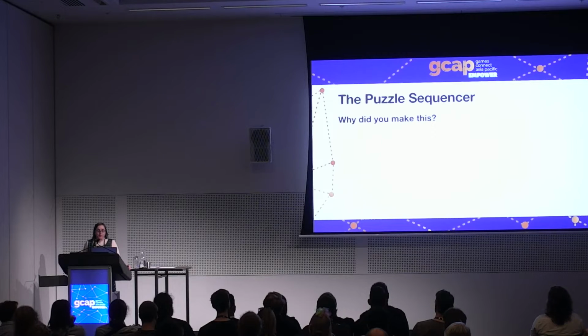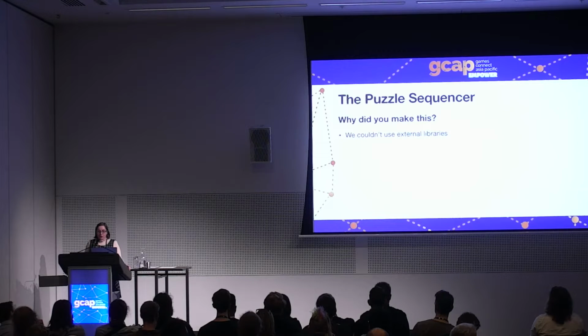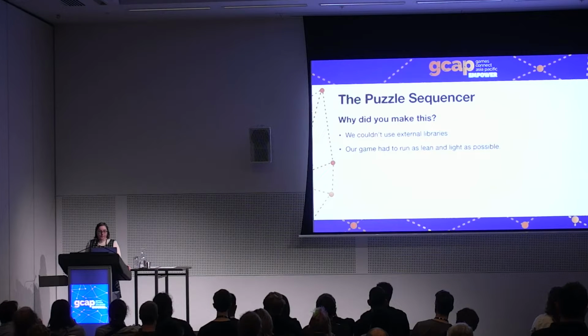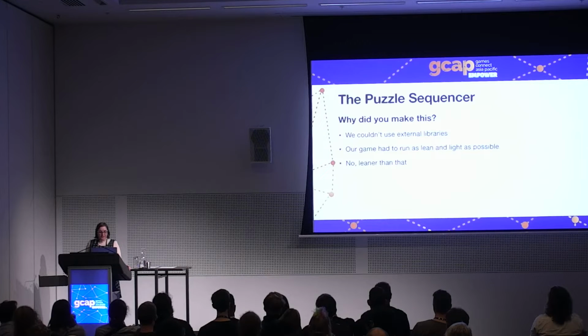The next question people will be thinking is, why did you make something like this? Because there are so many solutions out there, why would you roll your own? And essentially in our game, we were not in a position to be able to use much in the way of external libraries. And so basically everything we wanted to put in our games, we pretty much had to make for ourselves. We also had a project requirement to keep the weight of our game as lean as possible. Leaner than that. So making our own system was a really good way to control the system's weight and speed.